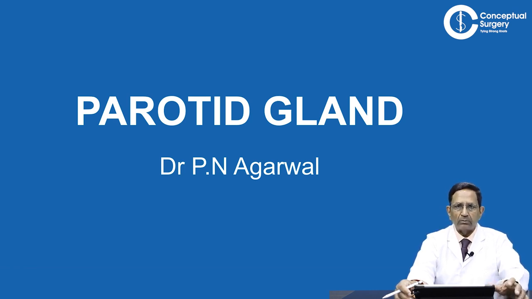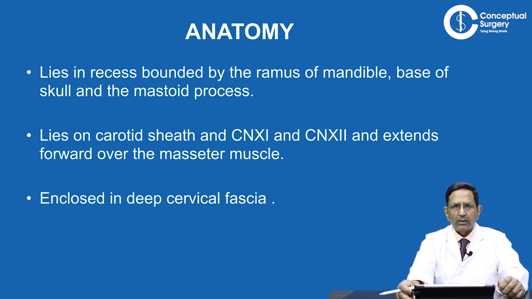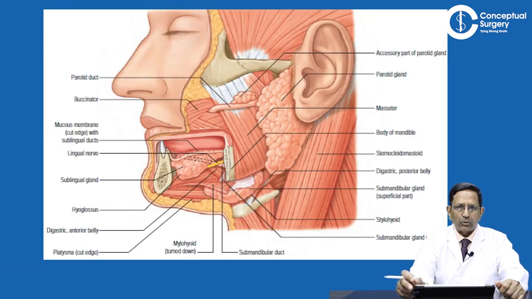So clinically it was all right, so what should you be doing for confirmation of the diagnosis? Before that, a little bit of anatomy. As you all know, the gland lies in the recess bounded by the ramus of the mandible, base of skull and mastoid, lies over the carotid sheath in relation to the 11th and 12th cranial nerves, and is enclosed in the deep cervical fascia. So this is the anatomy, if you can see.